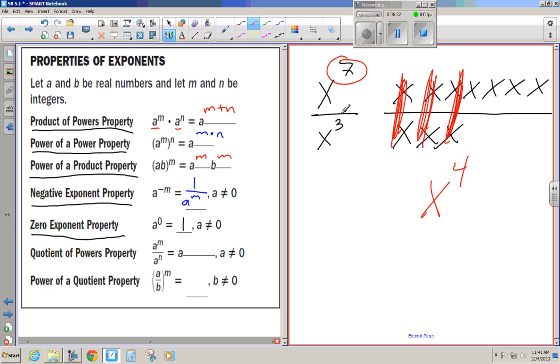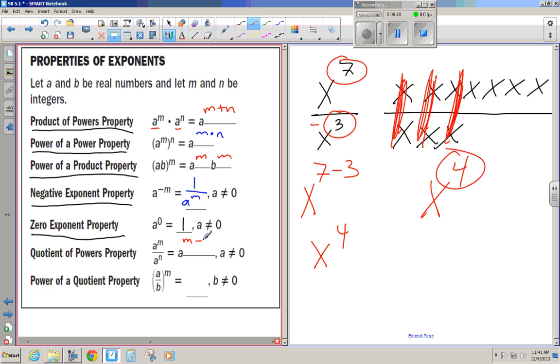Well, look at these numbers here. And how would we get a 4 from those? Hopefully you can see that if you subtract, 7 minus 3 gives us our answer. So you just subtract. And the quotient property is just like the product property, where the exponent distributes all the way through.